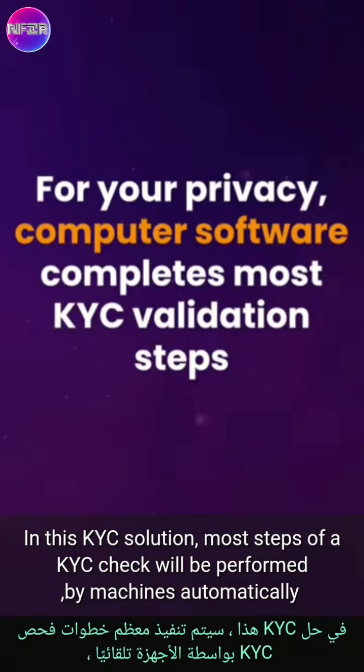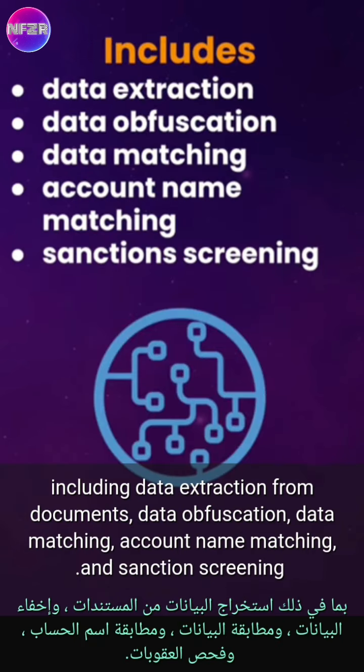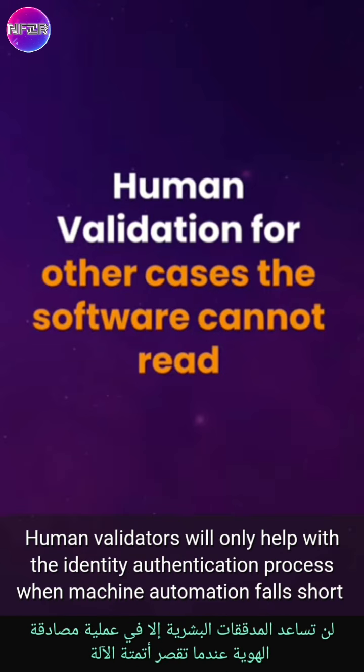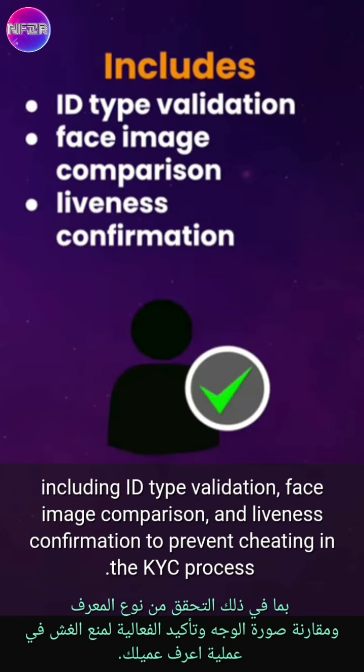In this KYC solution, most steps of a KYC check will be performed by machines automatically, including data extraction from documents, data obfuscation, data matching, account name matching, and sanction screening. Human validators will only help with the identity authentication process when machine automation falls short, including ID type validation, face image comparison, and liveness confirmation to prevent cheating in the KYC process.